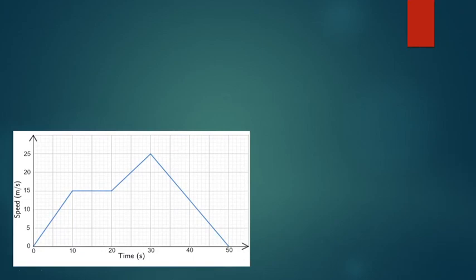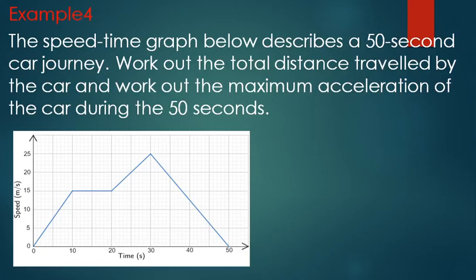That is an example of a velocity time car journey. Work out the total distance traveled by the car and work out the maximum acceleration of the car during the 50 seconds.